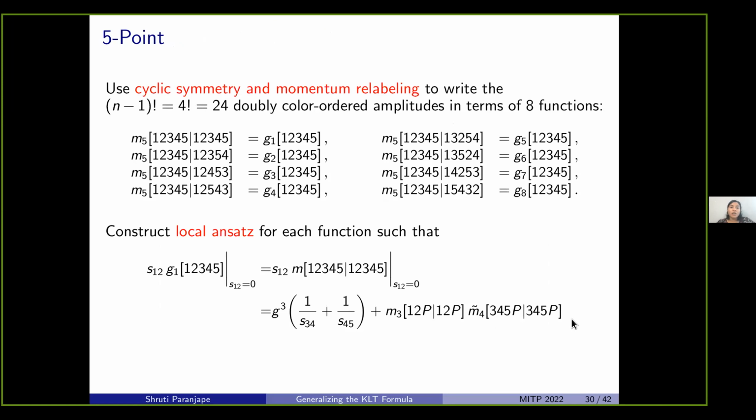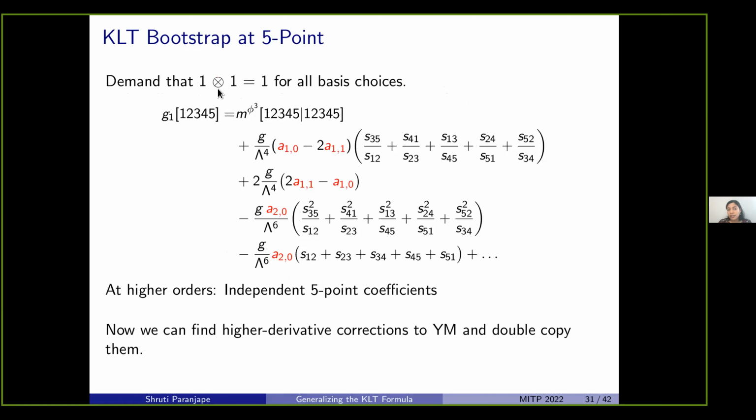So at 5 point, you have now a 24 cross 24 matrix, which has 8 independent functions, which are called G1 through G8. And you can construct the local ansatz for each of these. And you'll notice that each local ansatz will now have input from the 4-point amplitudes that we figured out when we did the 4-point KLT bootstrap. Okay. Now, solving again for 1 times 1 equals 1, we get answers such as this one over here.